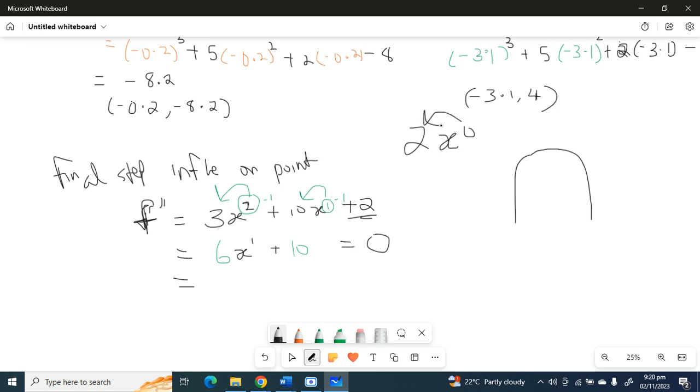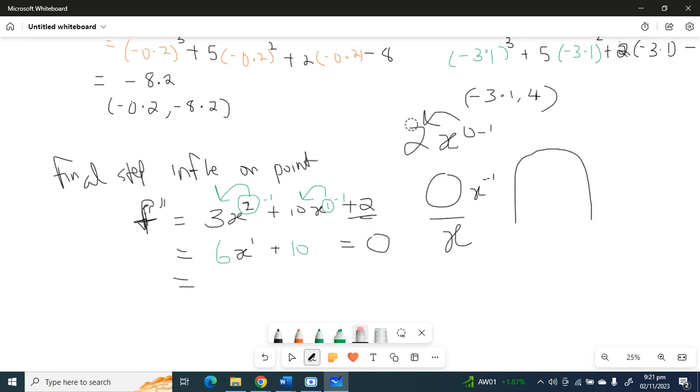So 0 times 2, that is 0. 0 minus 1, that is x to the power negative 1. If you remember from indices, anything to the power negative 1, you bring it down. So it's like 0 divided by x. 0 divided by x, 0. So that's how the numbers without a variable disappear.